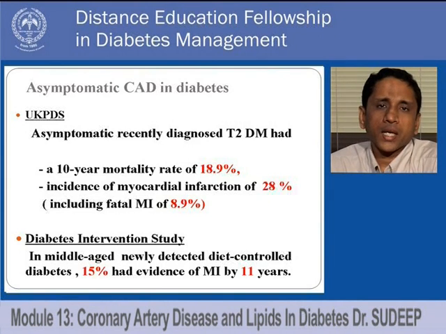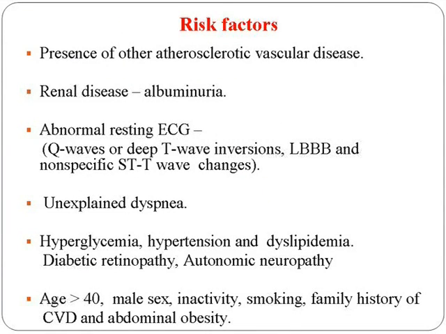So, this explains that asymptomatic coronary artery disease has to be screened for and looked for in patients who are having additional risk factors at least. So, what are the risk factors? Presence of other atherosclerotic vascular disease, presence of albuminuria, or having an abnormal baseline ECG without any symptoms, like Q wave changes or deep T wave changes, or a left bundle branch block or ST-T wave changes. Non-specific changes also have been recently proven to indicate underlying cardiac disease.